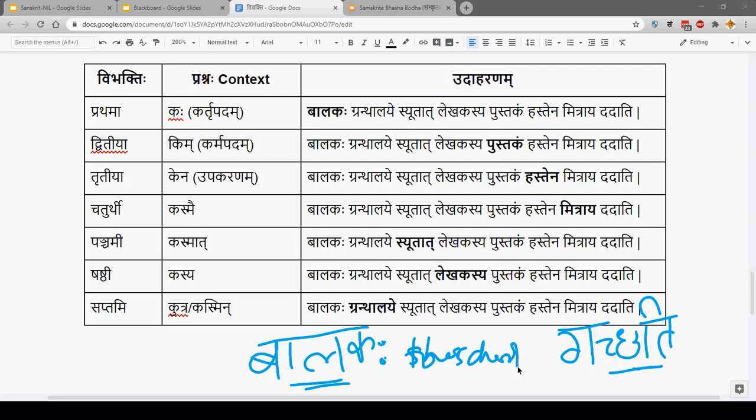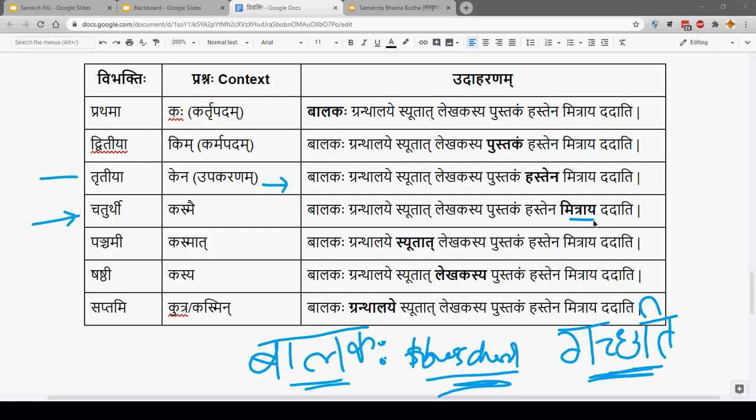So let's look at Tritiya. For Tritiya, we said with, using. So for to school, does it apply? Can we apply the third case suffix? Is this action being performed using this word, using the school, or with the school? No, right? No. So let's look at the fourth case suffix.